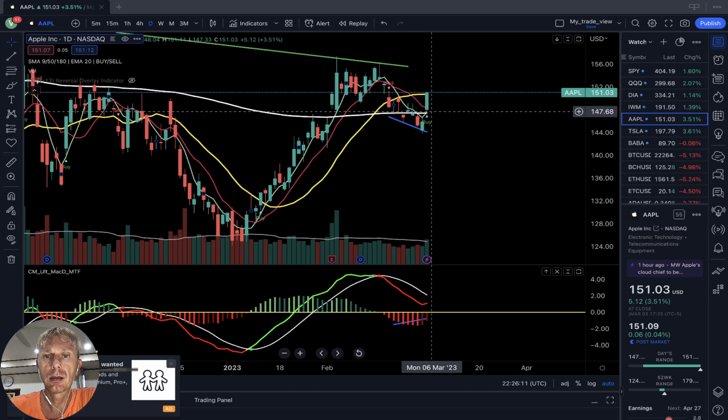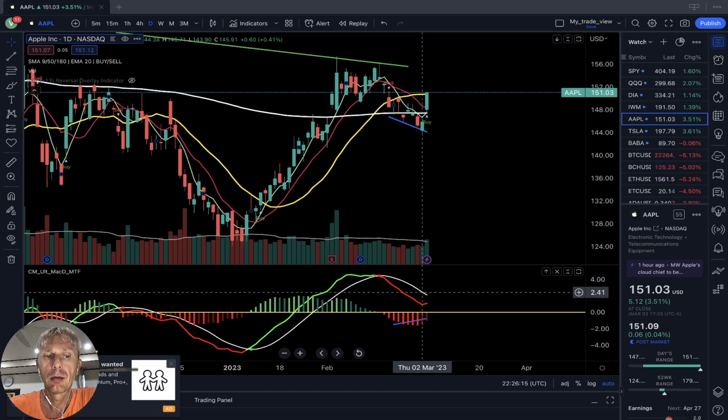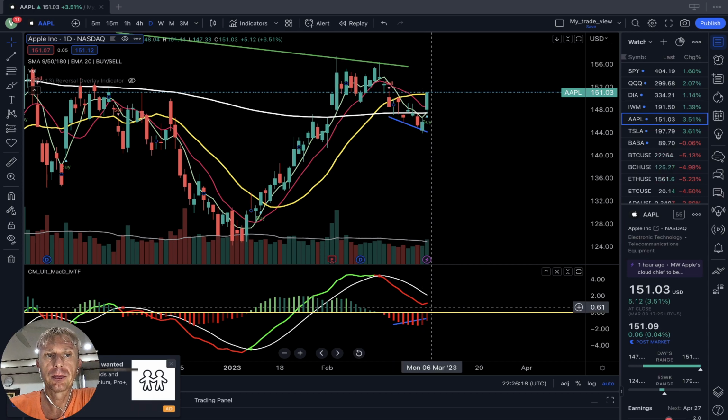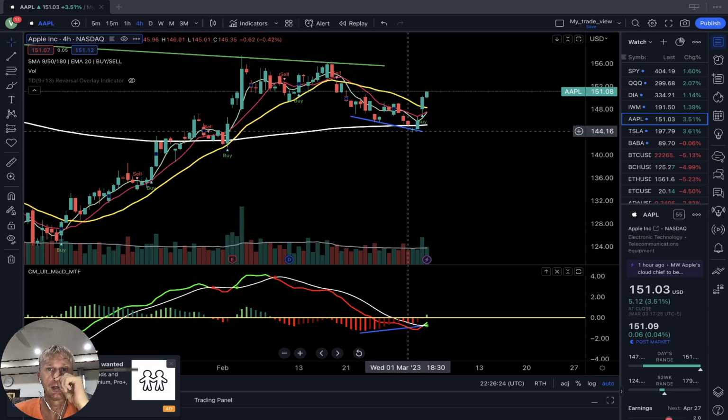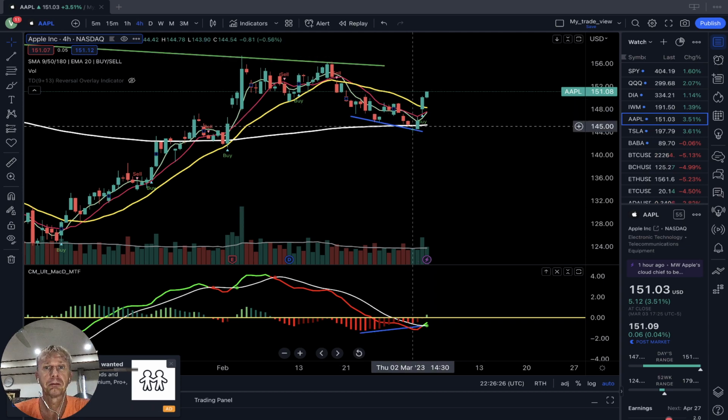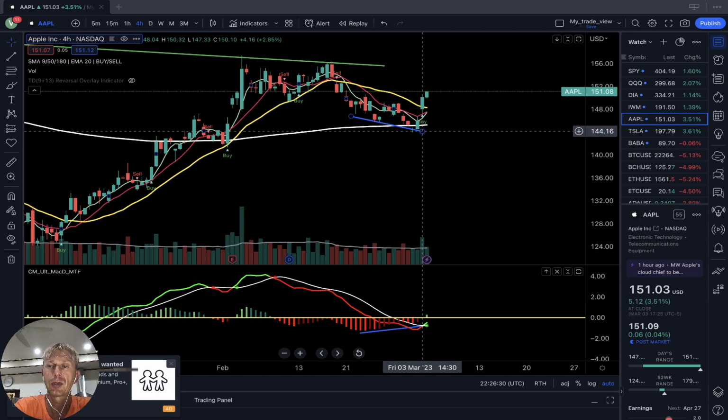Only buy signal, no confirmation on moving averages yet. No confirmation on MACD, still red. Apple still bearish on daily. On 4 hours, Apple already bullish, right? Yesterday was bearish, today is bullish. Very quick change. That's what I mentioned to you.